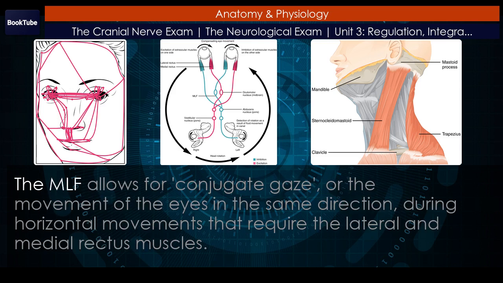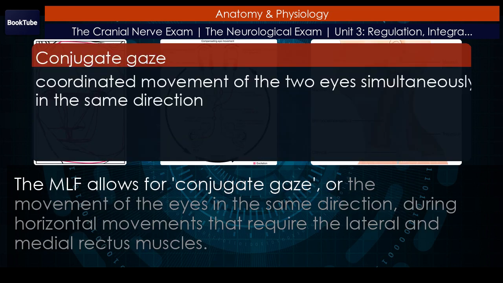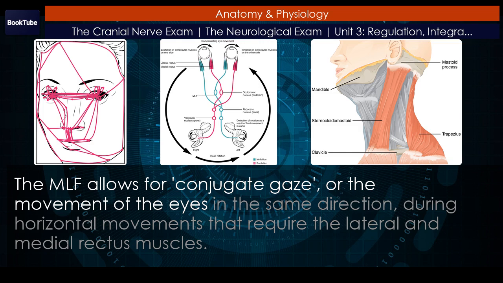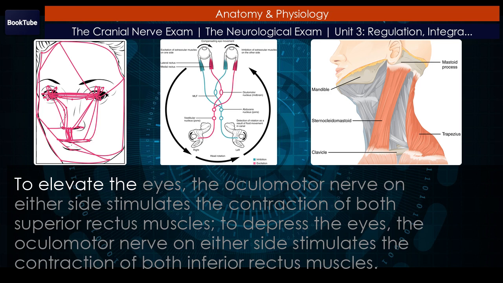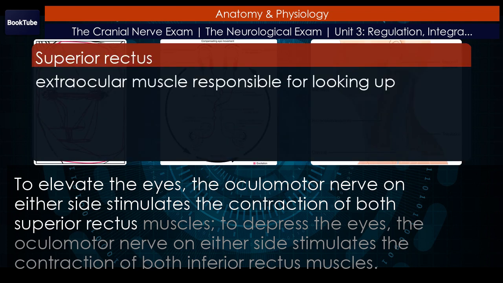The MLF allows for conjugate gaze, or the movement of the eyes in the same direction, during horizontal movements that require the lateral and medial rectus muscles. Control of conjugate gaze strictly in the vertical direction is contained within the oculomotor complex. To elevate the eyes, the oculomotor nerve on either side stimulates the contraction of both superior rectus muscles.